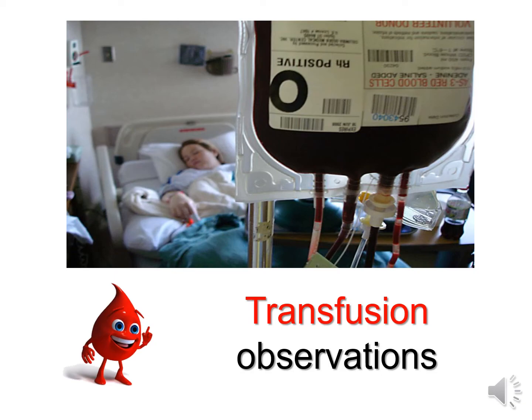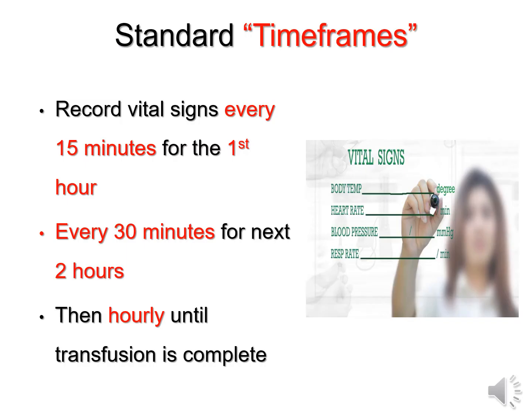What are some of the transfusion observations that we make? Well, standard time frames typically include recording the vital signs every 15 minutes for the first hour, every 30 minutes for the next 2 hours, and then hourly until the transfusion is complete. Some organisations even have post-transfusion vital sign observations because there can be reactions after the transfusion is completed. But this will depend on your organisational policy, but typically every 15 minutes for the first hour, 30 minutes for the next 2 hours, and then hourly thereafter.